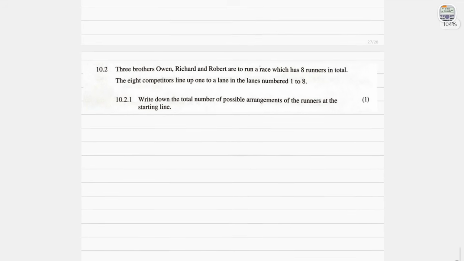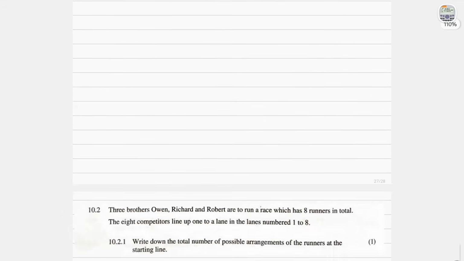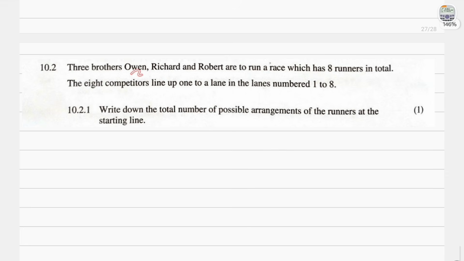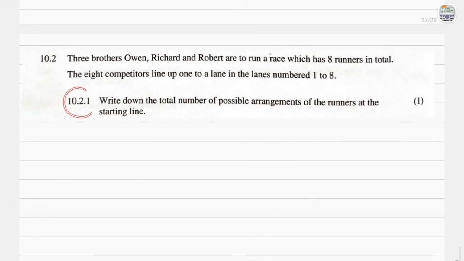Okay, and now we're on 10.2. So that is the last question for the Venn diagram. And now we are at counting principles. So it says 3 brothers, Owen, Richard, and Robert, are to run a race which has 8 runners in total. The 8 competitors line up 1 to a lane in the lanes numbered 1 to 8. So we have 8 positions. And 10.2.1 says, write down the total number of possible arrangements of the runners at the starting line.